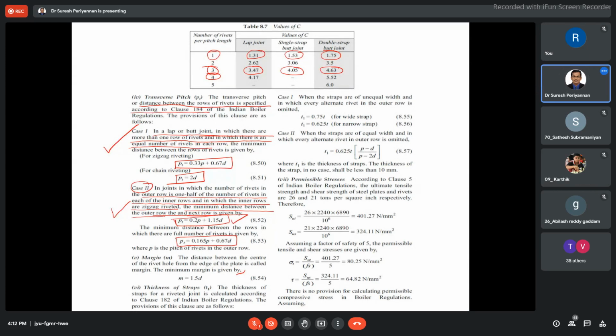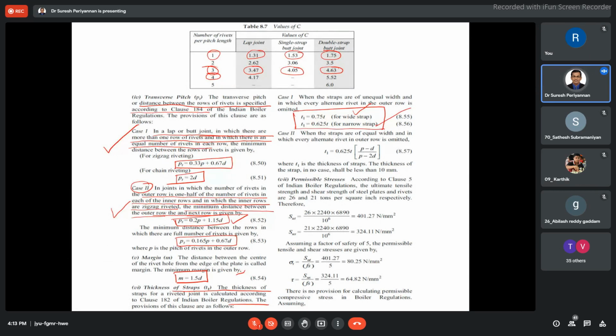Now, what is the margin? Margin, as we already discussed, is 1.5D, the distance between the center of the rivet and the edge of the plate. And the thickness of the straps: straps for riveted joints are calculated according to Class 1 and 2, I mean according to the standard terms and conditions of the Indian Boiler Regulations we are following. T1 is 1.75 t for a wide strap. For a narrow strap, 0.625 t, where t is the thickness of the plate.